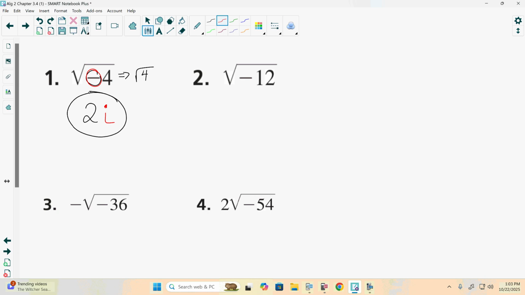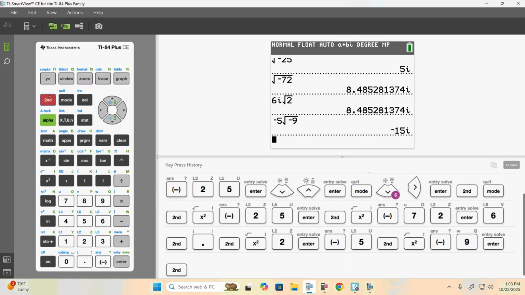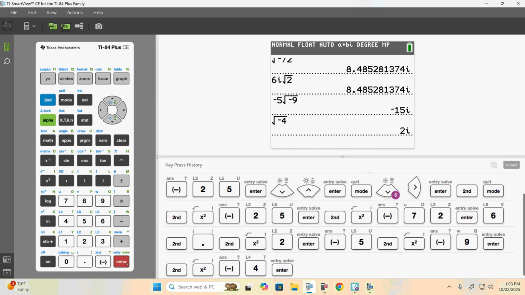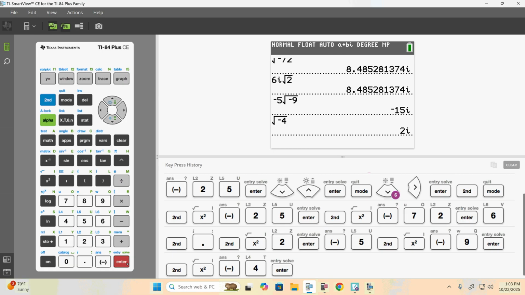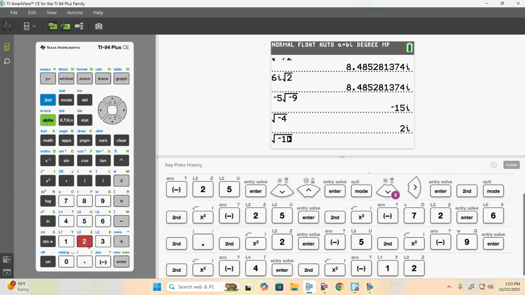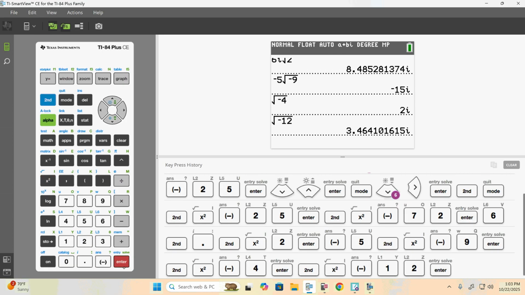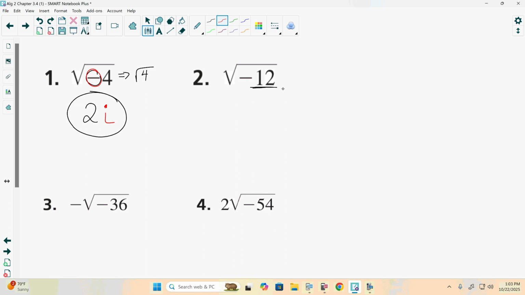If it reduces nicely, the graphing calculator could have done this for us. Second square root of negative 4 is indeed 2i. Our next one's the square root of negative 12. So this gives us a decimal. We know it's going to have i, but that's telling us that the square root of 12 does not reduce nicely. It's still going to have numbers left over inside the radical.